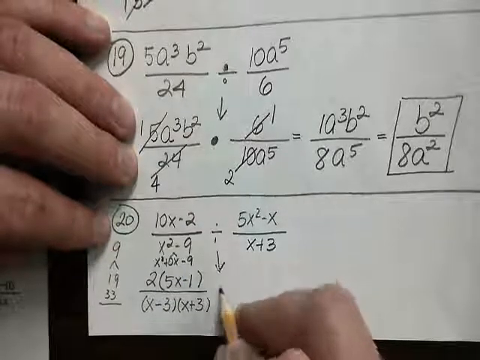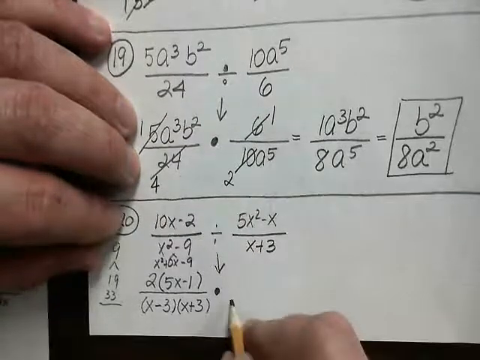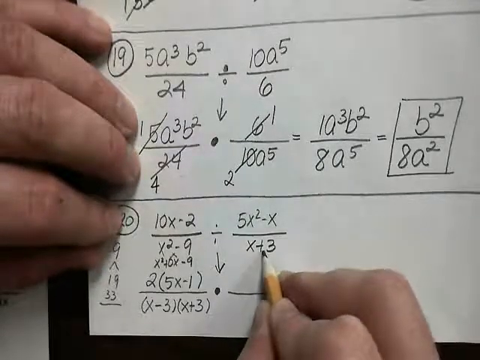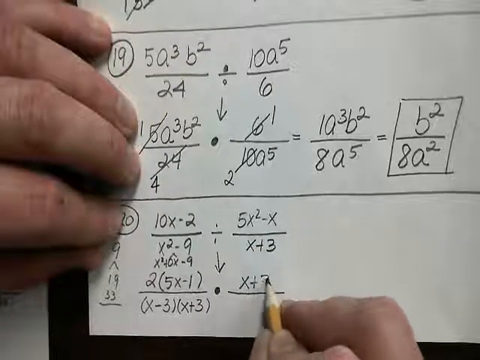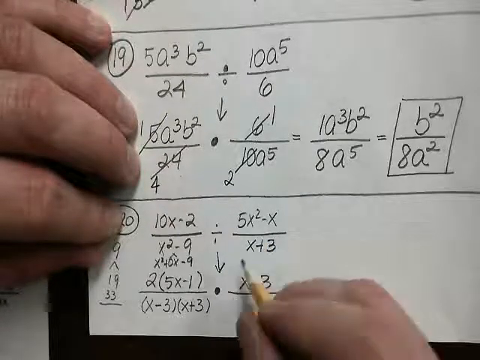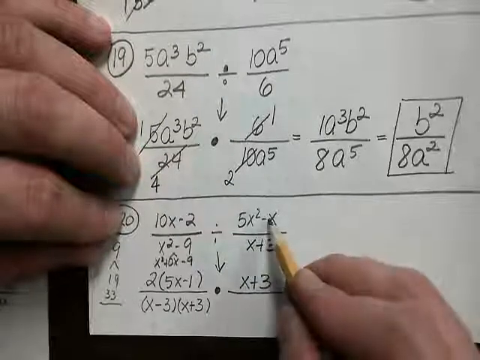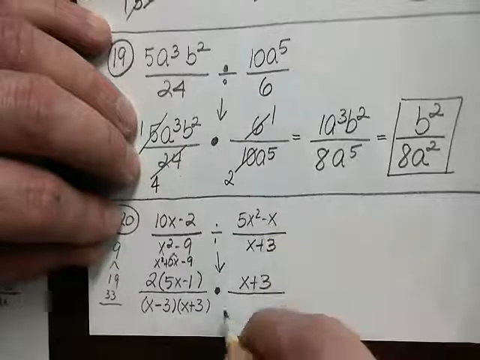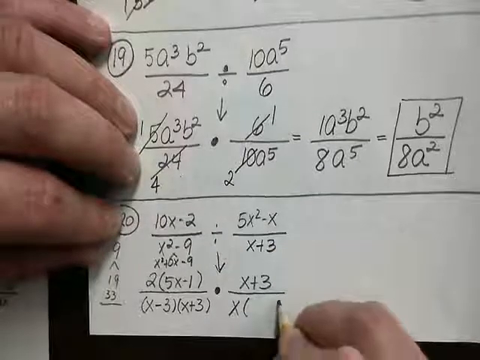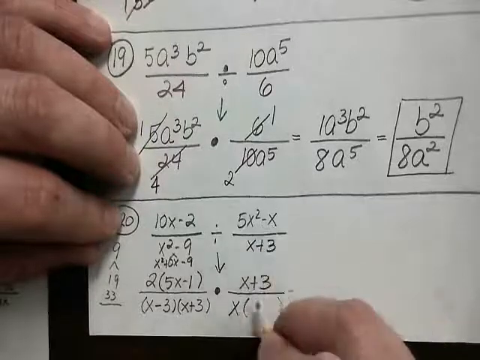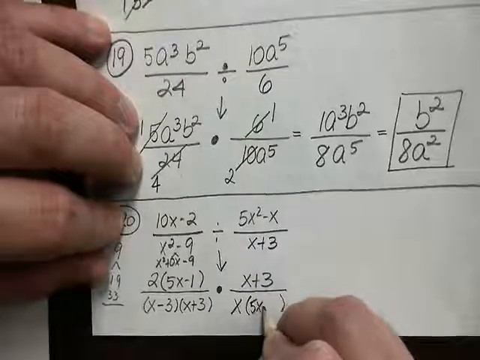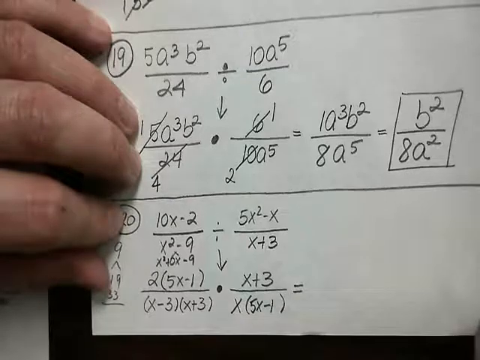Okay, division of fractions. We change it to times. We flip the second term. So this is going to go to the top, and this is going to go to the bottom. But as I go to the bottom, I notice, hey, I can factor out an x. So I'm going to factor out an x. And if I factor out an x from these two terms, what am I going to have left? 5x minus 1. Very well.